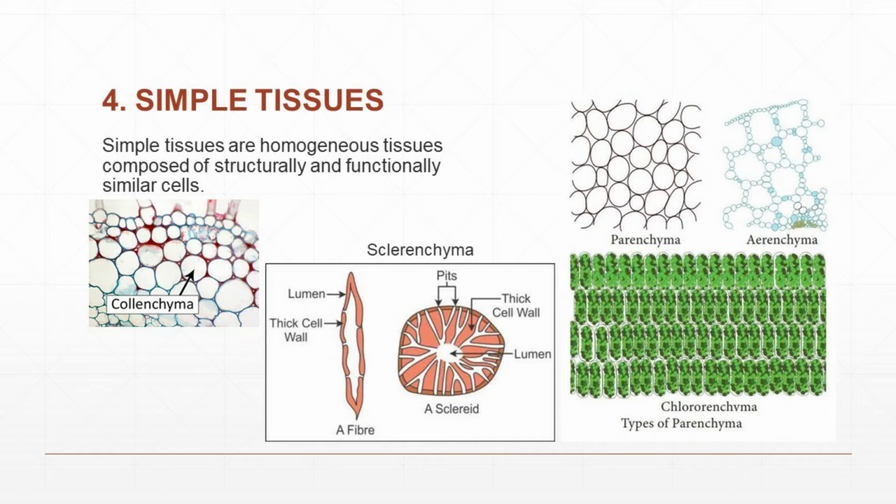Parenchyma. You can refer to the figure also. Parenchyma are simple permanent tissues composed of living cells. In aquatic plants, aquatic means plants which live in water, parenchyma possesses intercellular air spaces, and this is named aerenchyma. That figure also you can see.